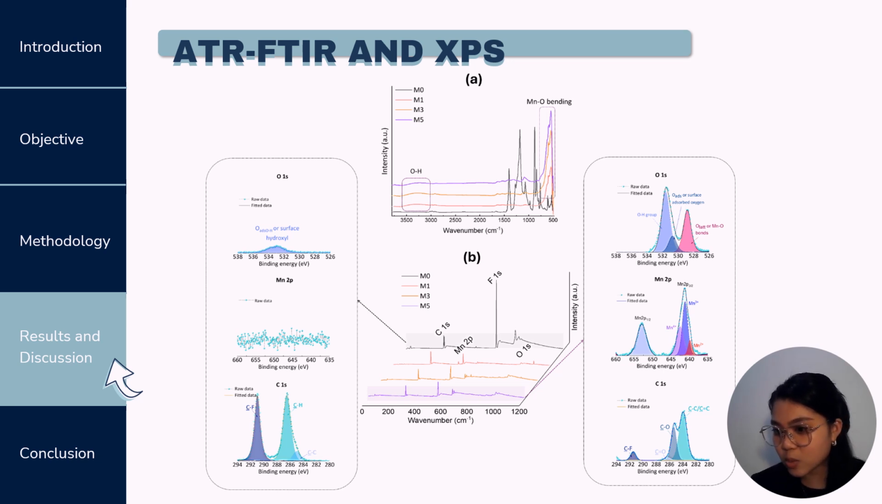Now at XPS, we can see here that the M0 still has a peak for fluorine, and then eventually as the coating increases, it decreases, and then the MnO2, Mn and oxygen peaks increase.